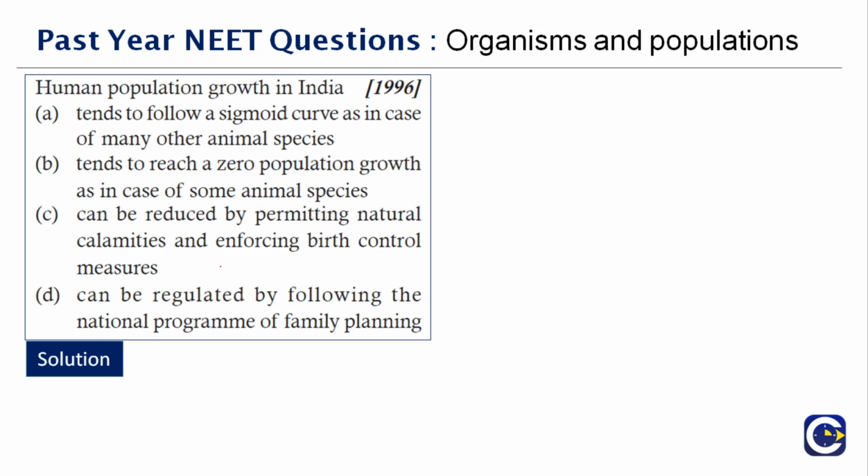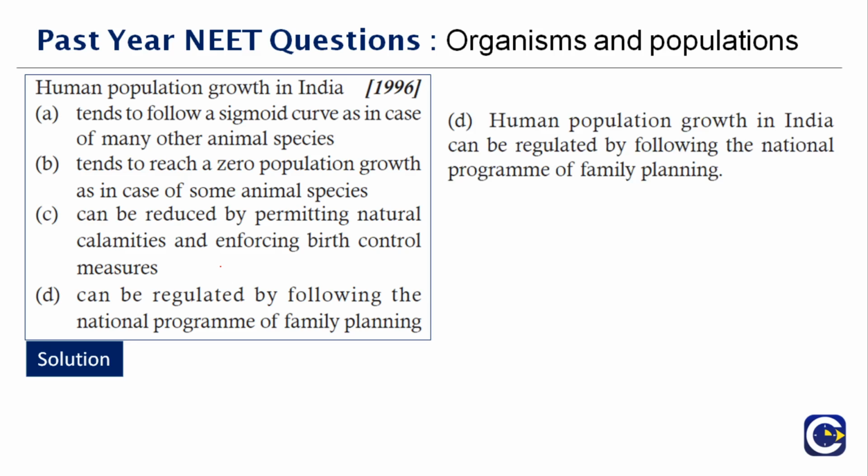It can be regulated by following a national program of family planning. The hospitals where you go for a second baby or the first baby, especially second baby, the doctors themselves will insist you. They will ask you, are you willing to do a family planning? So they will tell you the pros and cons about it. So you'll have an idea of how to go about it. So the right answer is option D.